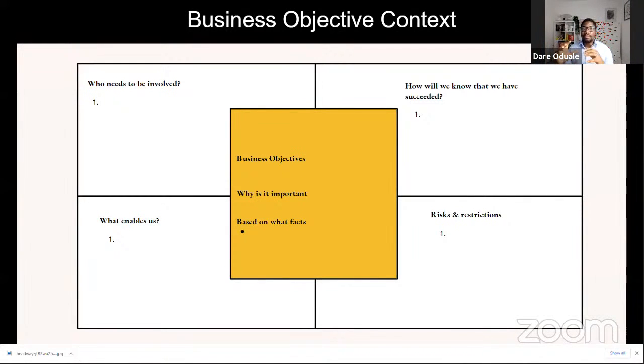Yeah, so when you want to start doing something, it's important to ask, what are the objectives? What are we trying to achieve? You need to start with the end in mind. What goals are you trying to achieve? So there is this canvas called the business objective context. It helps us quickly frame what exactly we are trying to work on.